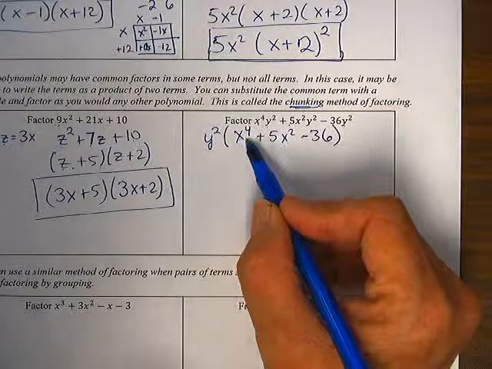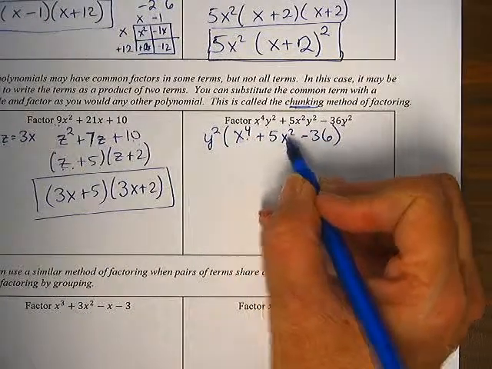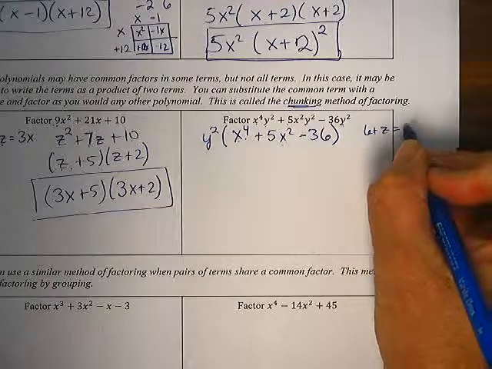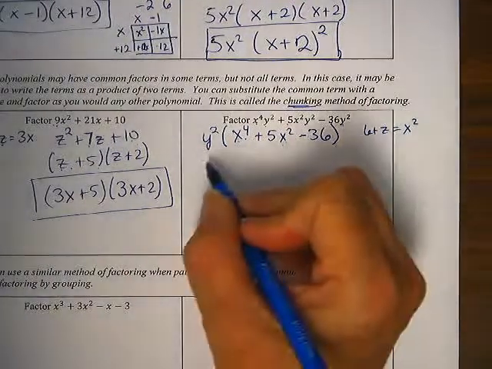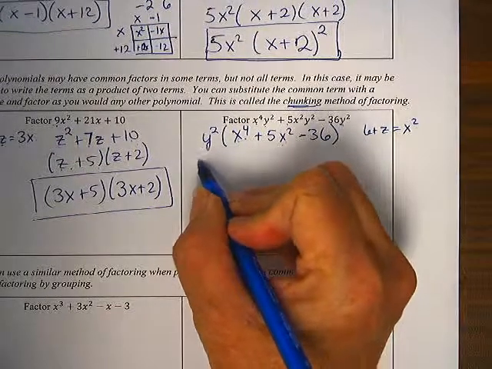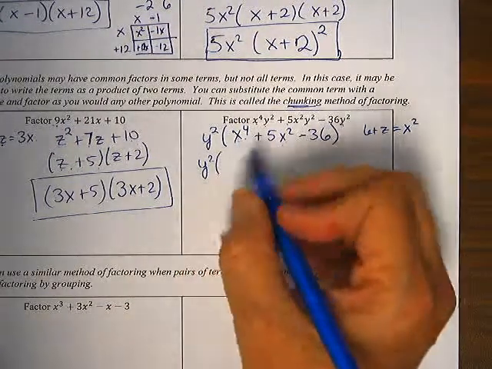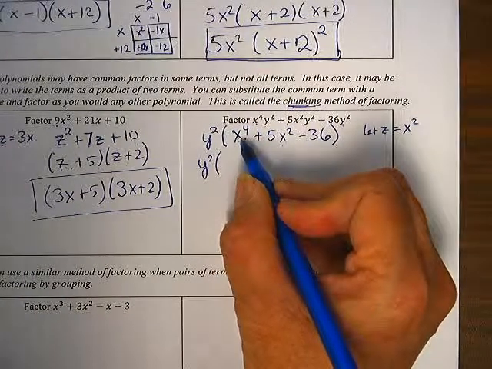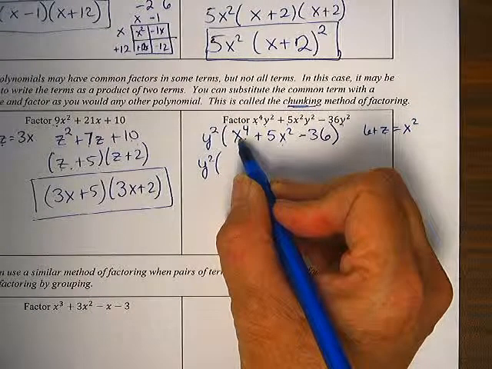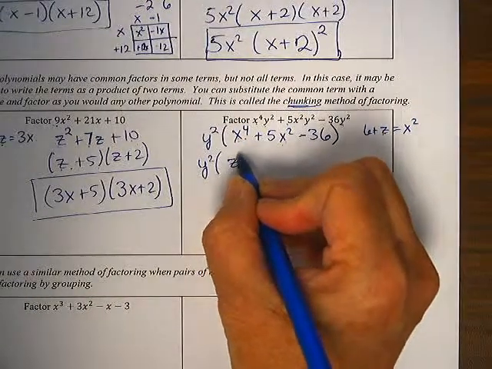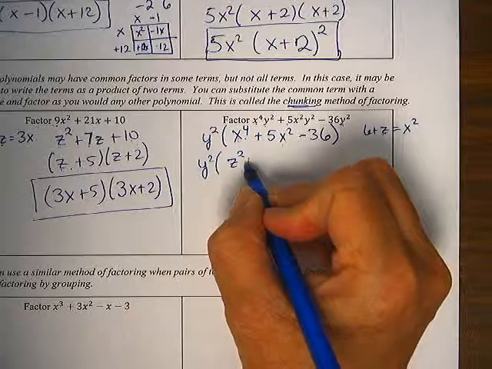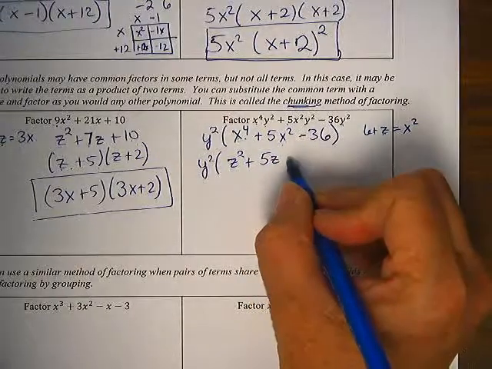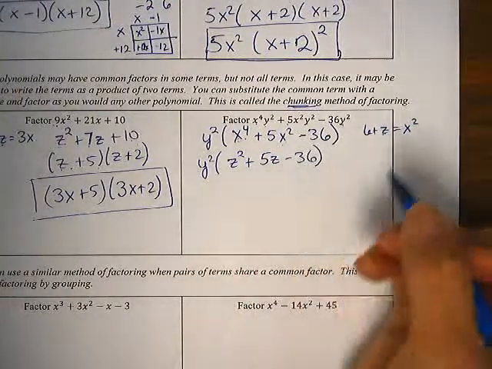So I'm going to substitute our chunk. Instead of an x squared over here, we're going to say let z equal x squared. So as we rewrite this, we leave the y squared out in front, and instead of x to the fourth, x to the fourth is the same as x squared times x squared. So that's going to be z squared plus 5, and instead of x squared, I'm putting the z in its place, or substituting, minus 36.